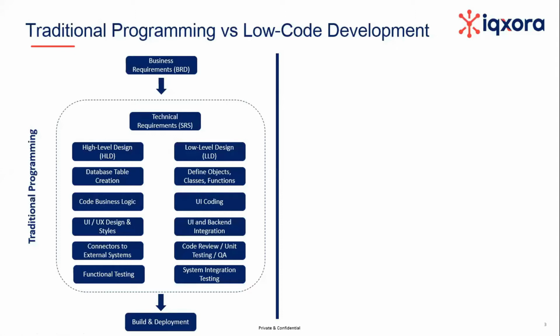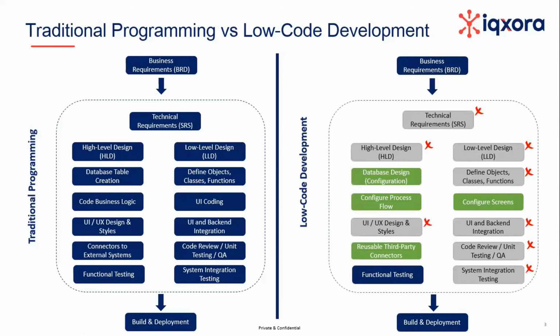In the traditional programming method, there are a lot of steps involved, from requirements gathering, business requirements, documentation, to technical requirements, high-level design, low-level design, creation of database, objects, functions. It's a lot of different steps to go through to get to the point of building and then deploying it to the target environment. That has dramatically changed, and many of those steps are no longer required.